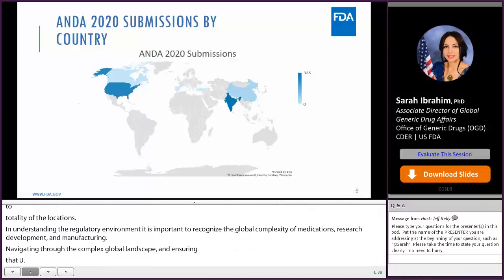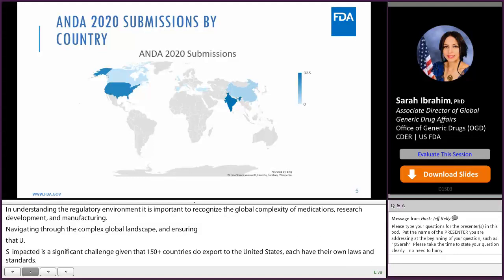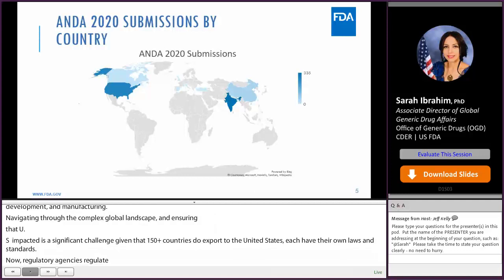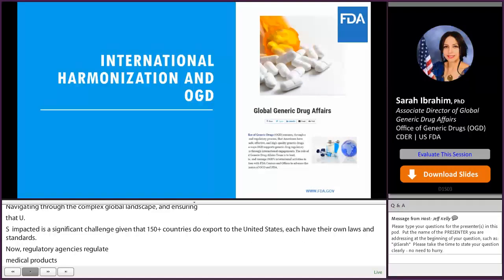Now, regulatory agencies regulate medical products in an extremely globalized environment while they function under domestic regulations, requiring fortified national sovereignty, and for this reason, regulatory agencies are involved in a number of bilateral and multilateral engagements to achieve a higher level of international cooperation. Now, as we mentioned, pharmaceutical products are developed globally, but as discussed, are regulated through domestic regulations.